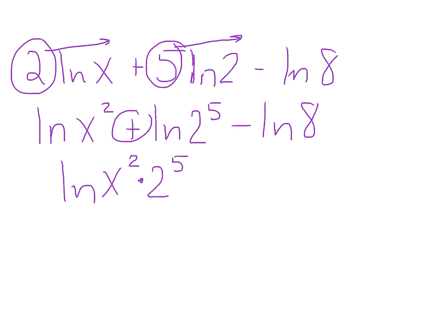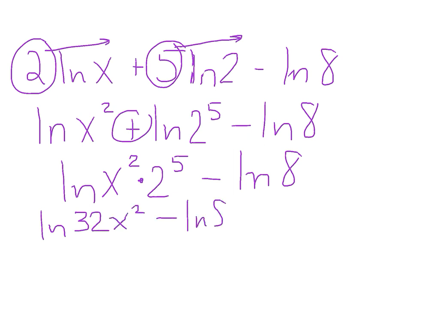But what is 2 to the 5th? Not 10. That's 2 times 5. 2 times 2 is 4. Times 2 is 8. Times 2 is 16. Times 2 is 32. Now, instead of writing 2 to the 5th, I'm going to write it as 32. But do I want to write it as x squared 32 or 32x squared? Okay, so the ln of 32x squared minus the ln of 8.